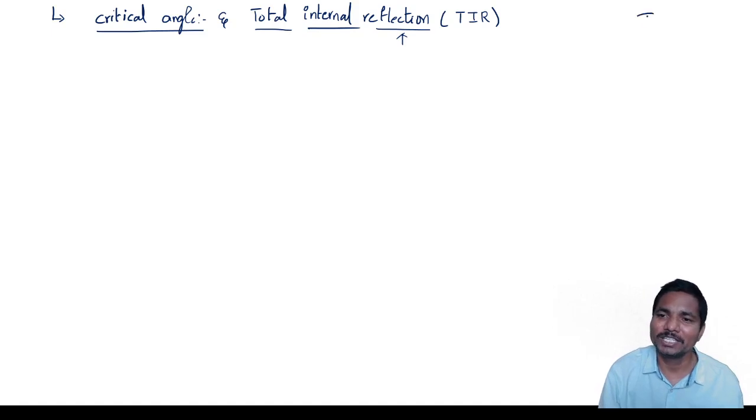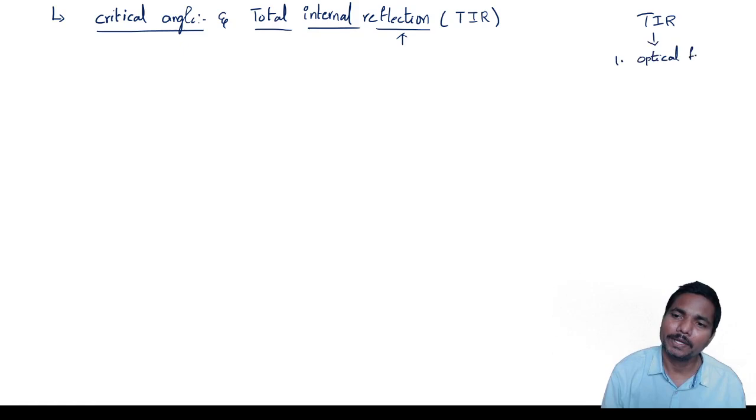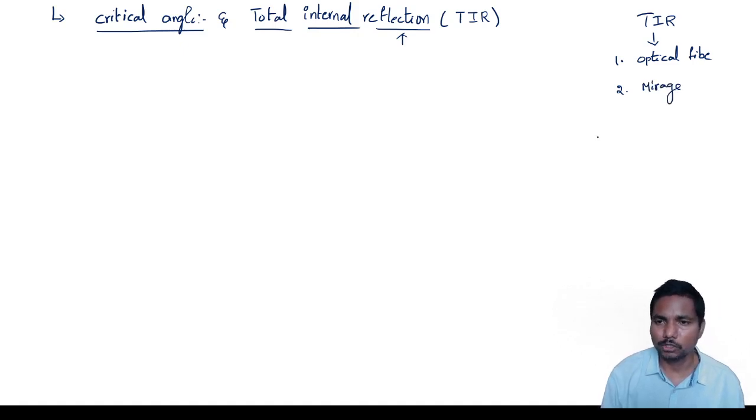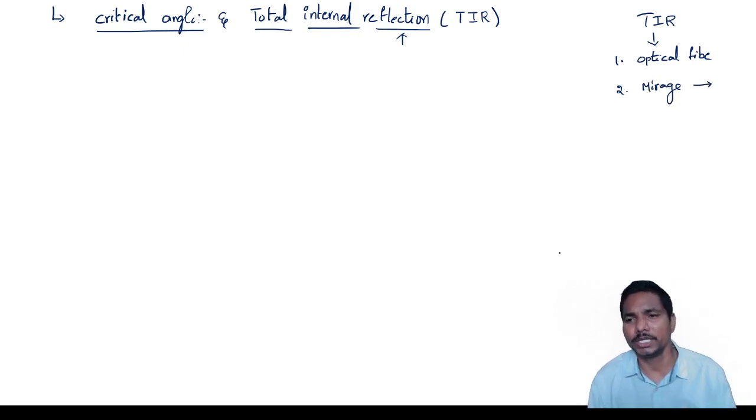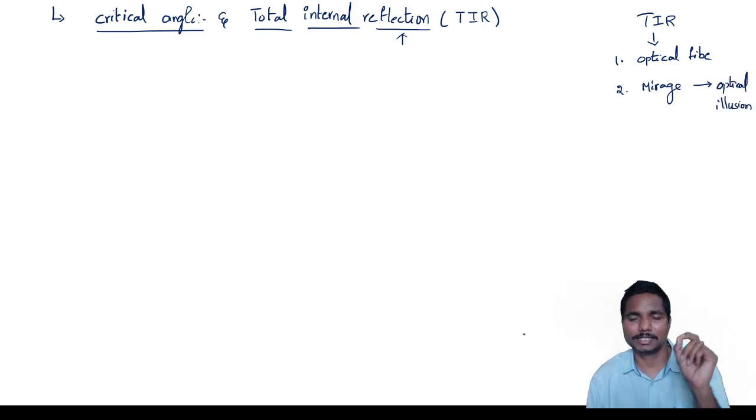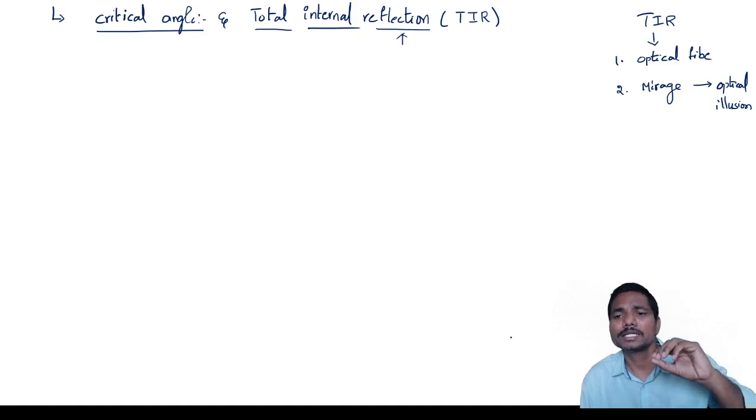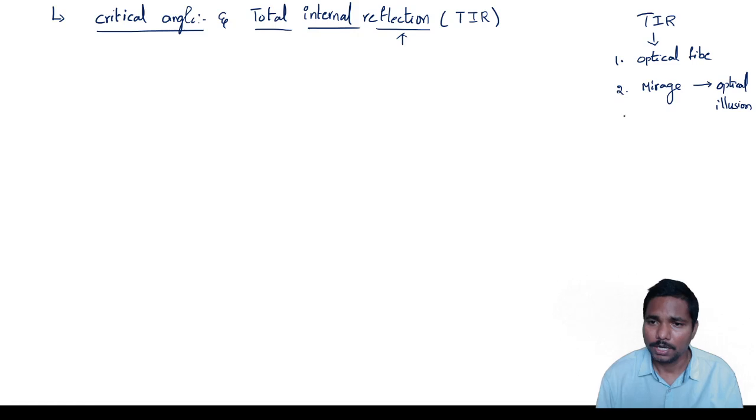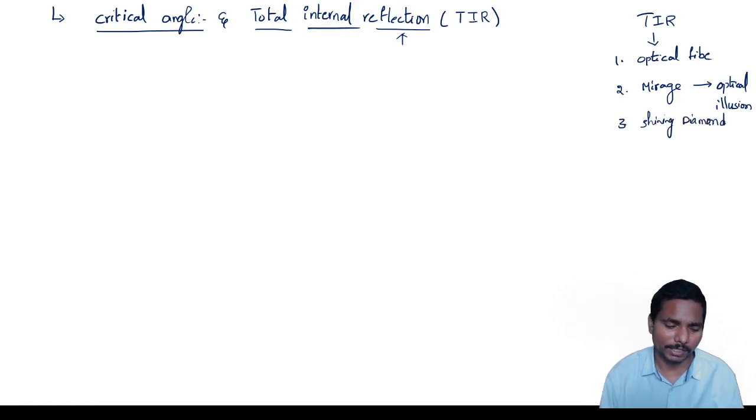So the total internal reflection concept is mainly used in, first, optical fiber working principle. Second, mirage is formed due to total internal reflection. What is a mirage? It is an optical illusion. In deserts there is no water, but whenever we see from longer distances, the shadow looks like water. That means it makes an optical illusion. And the third one, shining of diamond. The reason behind the shining of a diamond is total internal reflection.